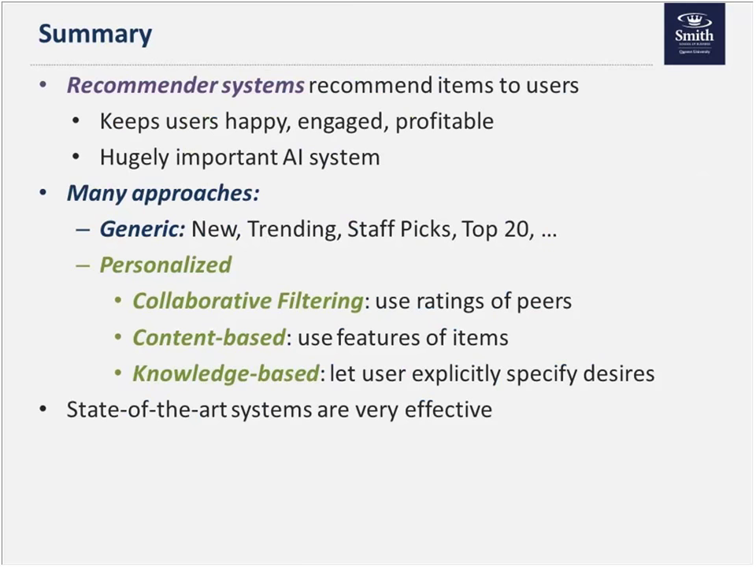Okay, so here's a quick summary of the slides. We're talking about recommender systems. These are very sophisticated and useful systems to recommend items to users. The main goals are to keep users happy, engaged, and profits high. It's a very important AI system. There are a lot of approaches. We talked about 2 main approaches: generic, which aren't based on historical user data, and personalized, which are based on user historical data. And within personalized, there are 3 different kinds, all with pros and cons.